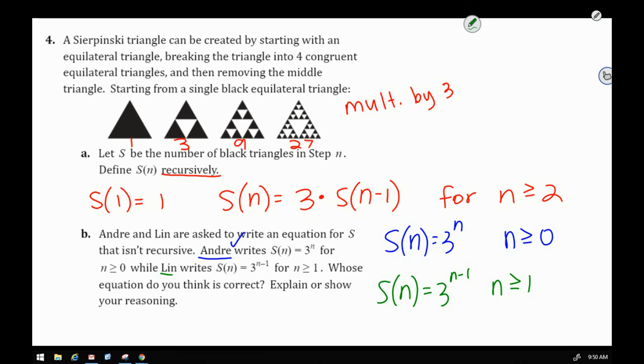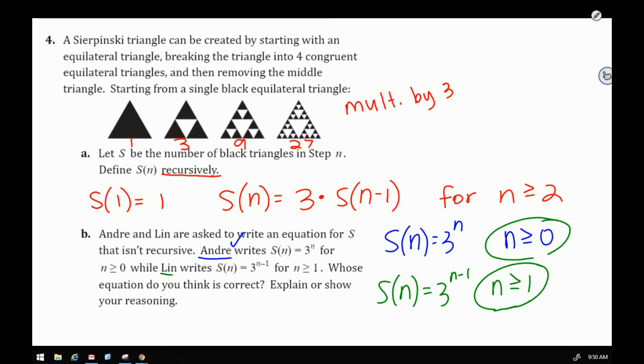They both work because they give you the domain. You have to look at what the domain is. If it's greater than or equal to 0, that means your first step is step 0, like on that table we were talking about. Remember that table started at 0? So if your table starts at 0, then your first step is step 0. If it starts at 1, then your first step is step 1. They're both correct. They both give you the correct sequence.